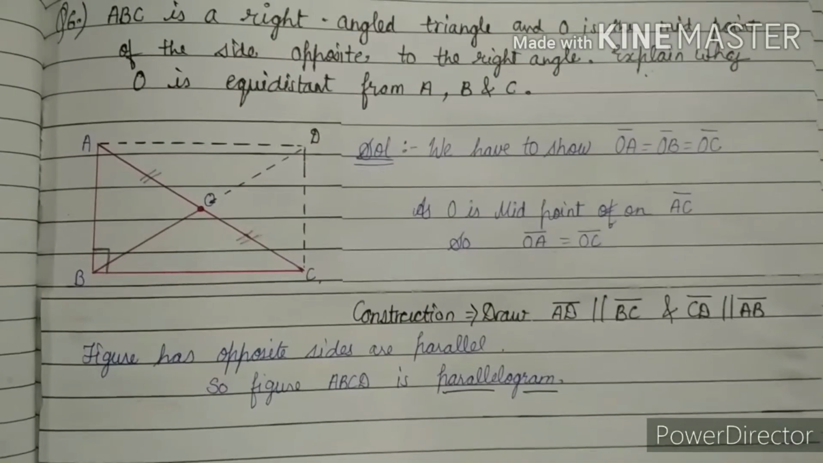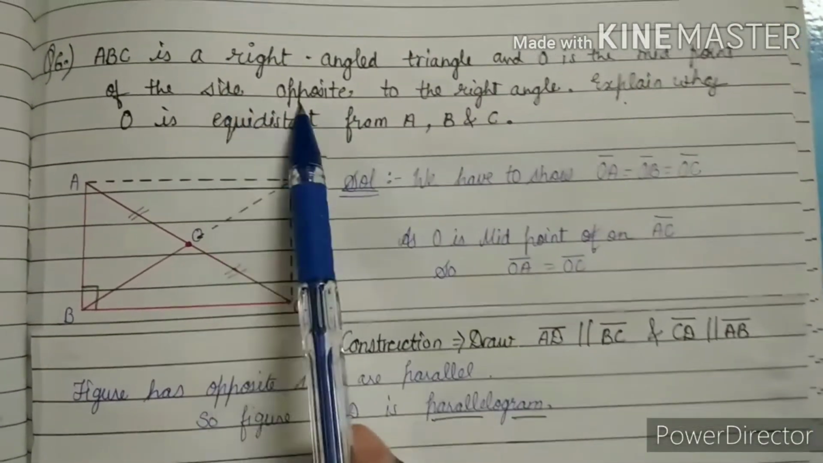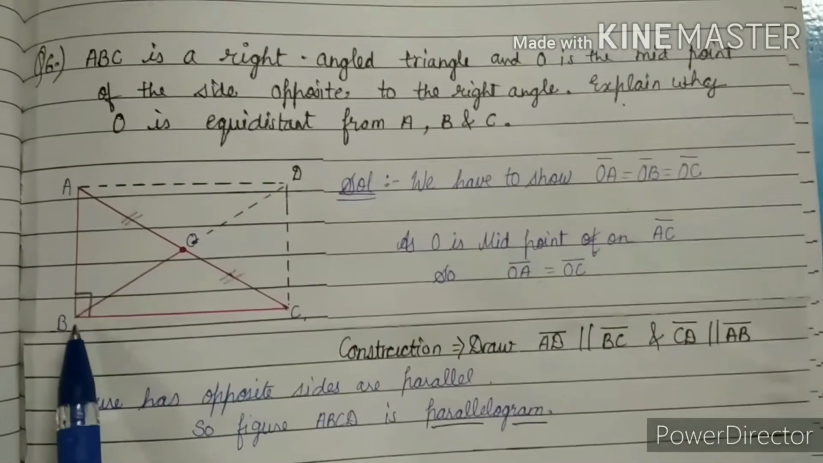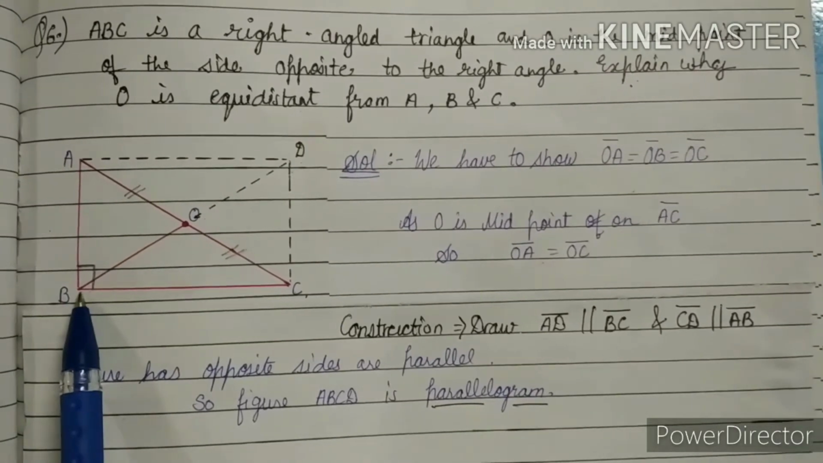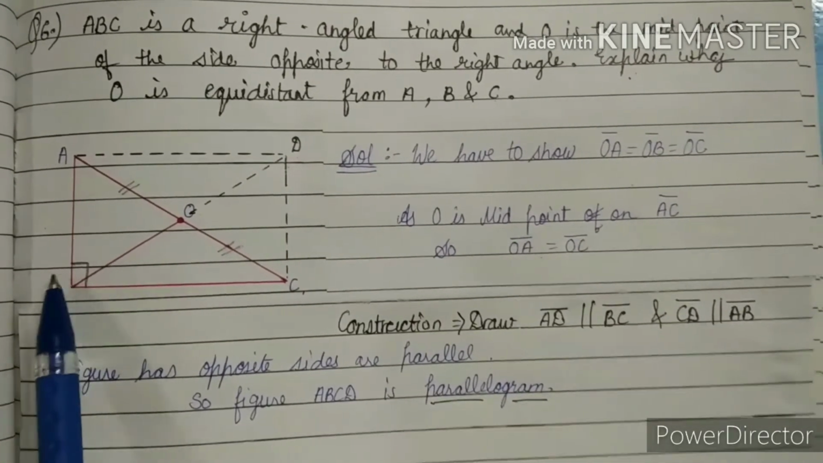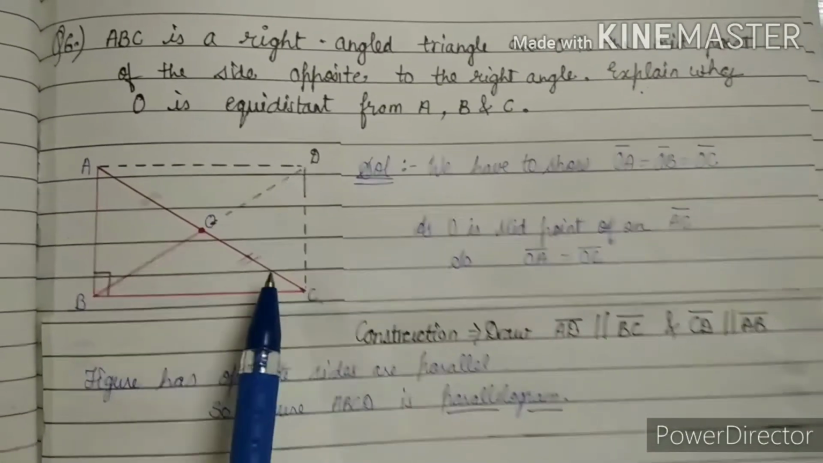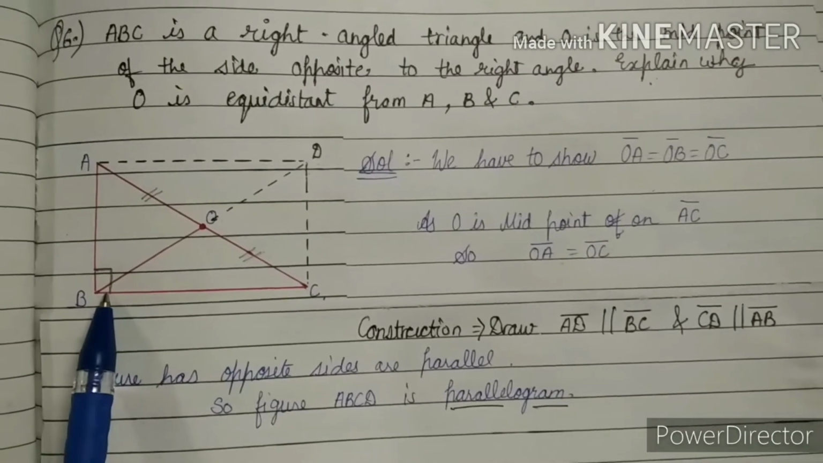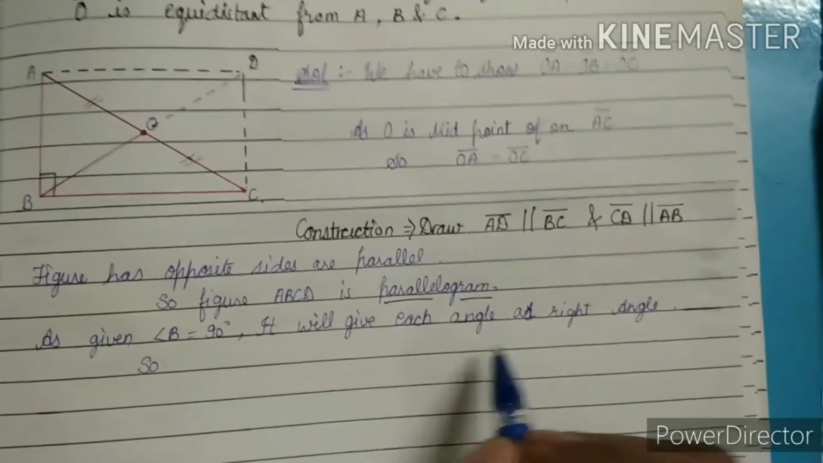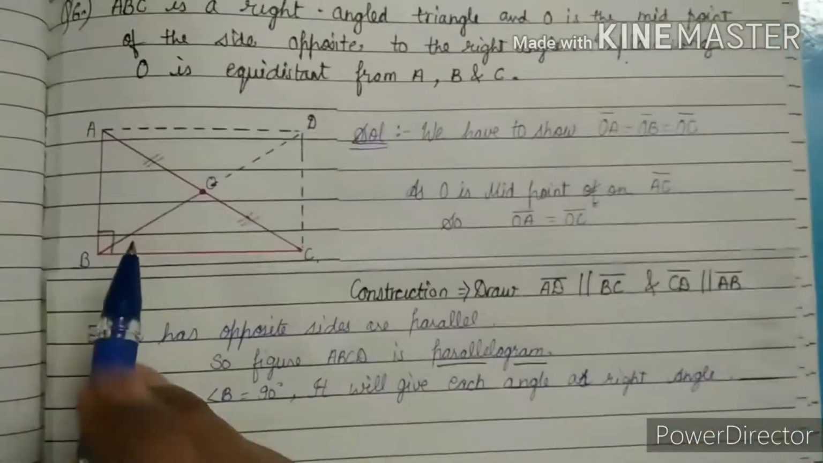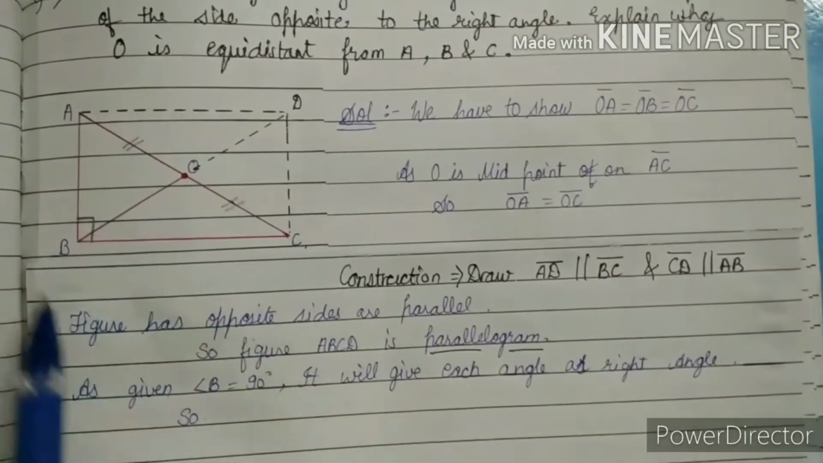Now the one thing that is given here is a right angle. We have already seen here that angle B is a right angle. So if one angle is a right angle, from the property of a parallelogram, it means all angles of this parallelogram are right angles. As given, angle B is 90 degrees, so it will give us each angle as a right angle. It means angle A, angle B, angle C and angle D are all 90 degrees.